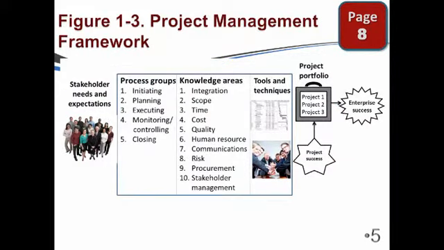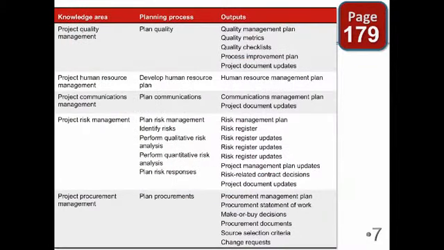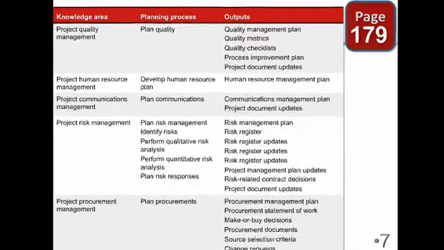Just to give a big picture overview, this is from page 8. Remember our overall chart. And today we're going to look at these 6 in these 2 presentations. We're going to look at quality, human resource management, and communication management in this presentation. And these are our key knowledge areas, our planning processes, and our outputs.